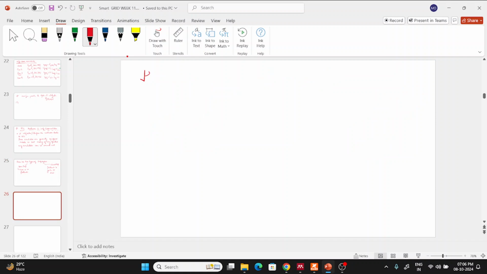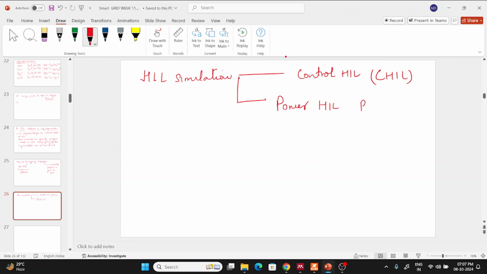So HIL simulations, I would say, are generally classified into control HIL, which is known as CHIL, then power HIL, which is PHIL. Now what happens in CHIL? Control hardware in loop.